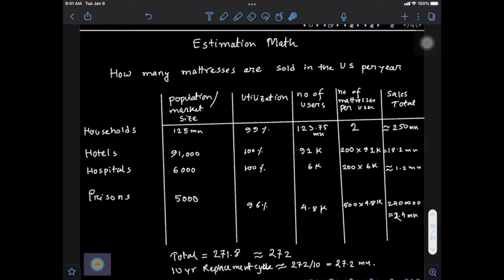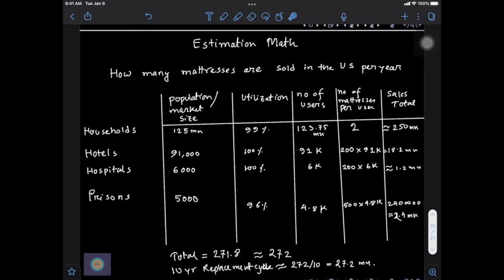Likewise, I'm assuming that there are on average 200 rooms in each hotel. We can also segment this into large, medium, and small hotels. Maybe the small ones have 50 rooms and the larger ones have 500 rooms, and we can approach this that way, but I've gone with a simpler way. Here I've just assumed on average 200 rooms per hotel. So 91,000 hotels times 200 rooms gives that number of mattresses.